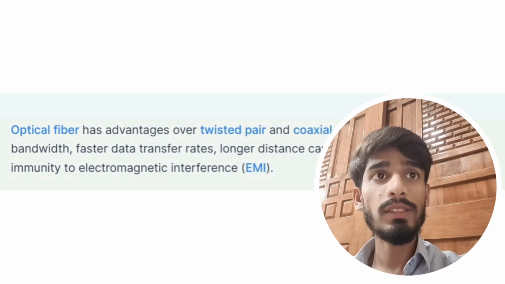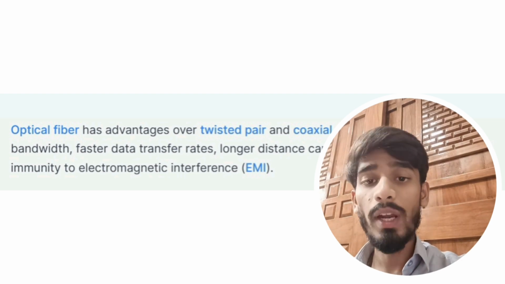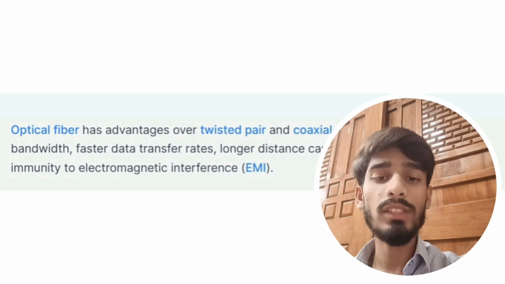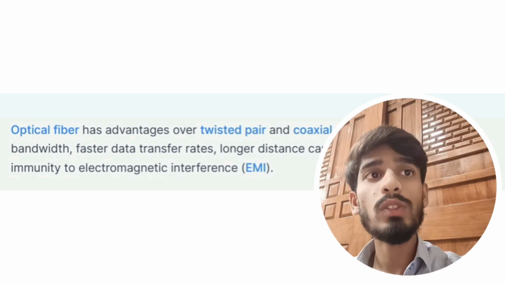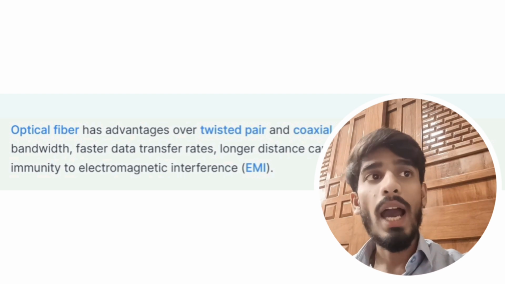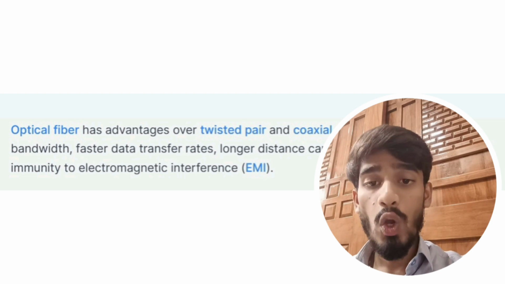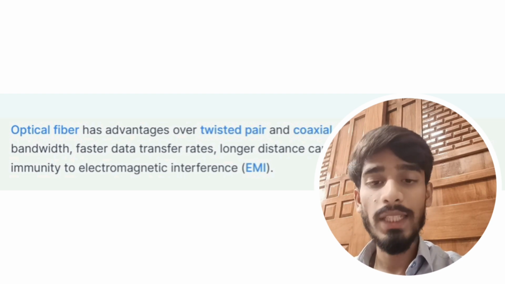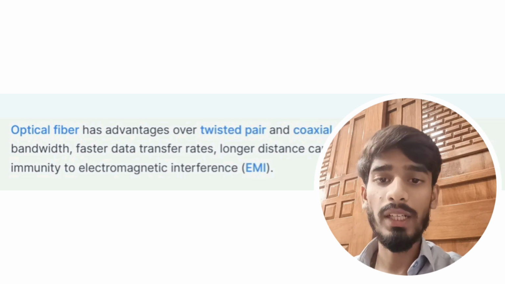Now let us name some advantages of optical fiber over twisted pair or coaxial cables. Optical fiber has advantages over twisted pair and coaxial cable, including higher bandwidth, faster data transfer rates, longer distance capabilities, greater security, and immunity to electromagnetic interference.